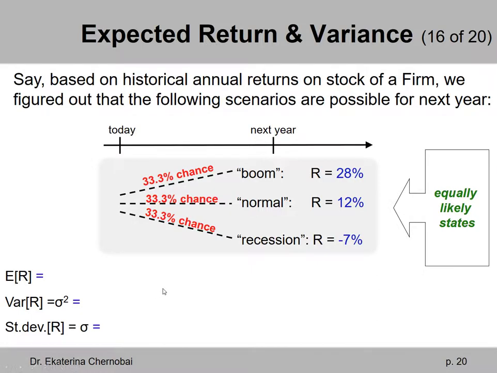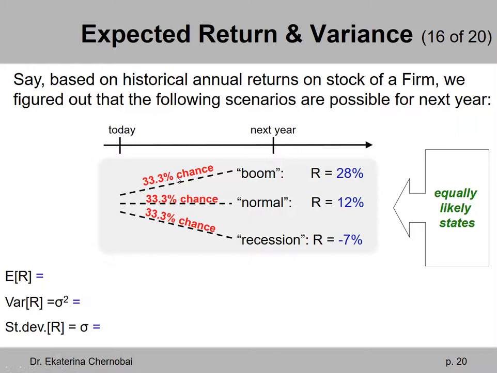Okay, so let's start with something simple. You're buying shares of stock. It doesn't matter how many, but what matters is that you're buying them from just one firm. So let's say based on historical annual returns and everything you know about the company as of today, you figured out that the following scenarios or states of the economy are possible for next year.